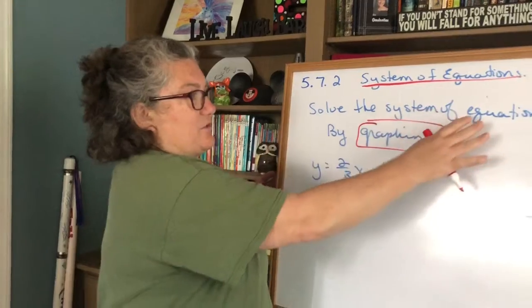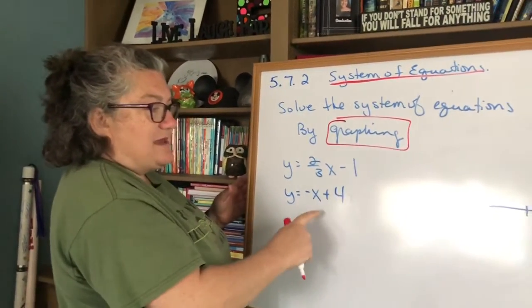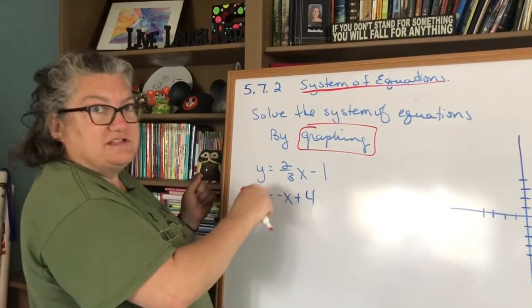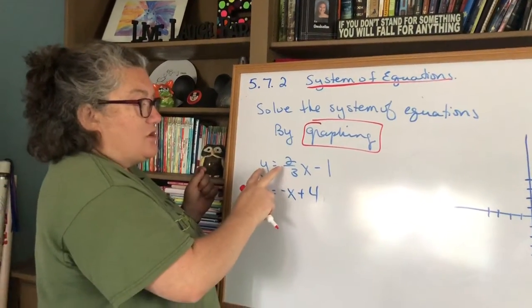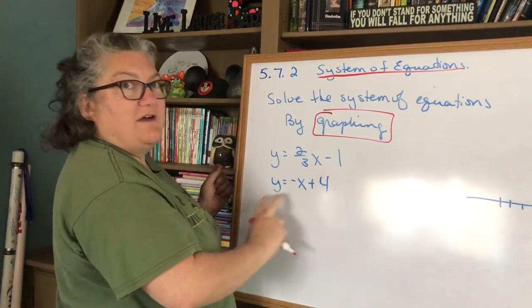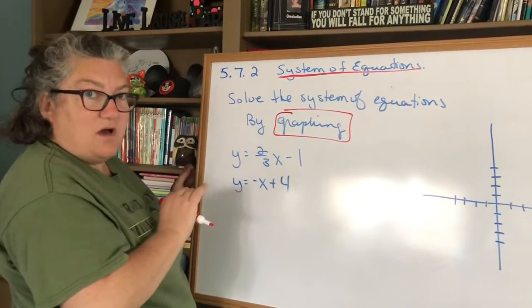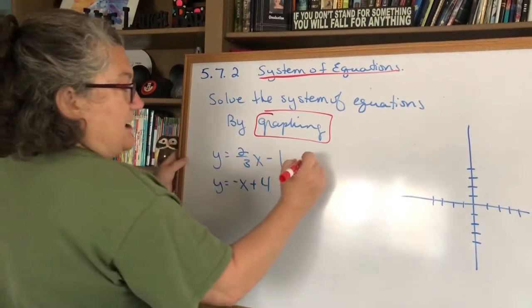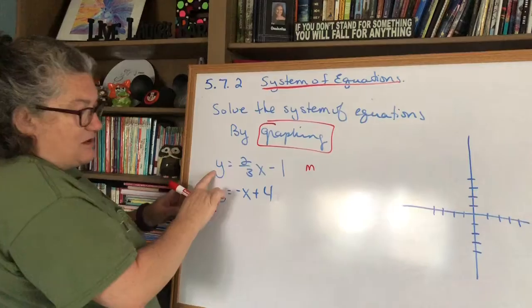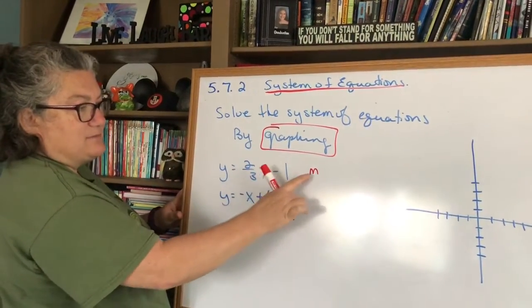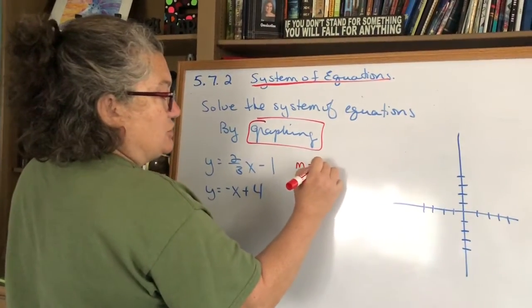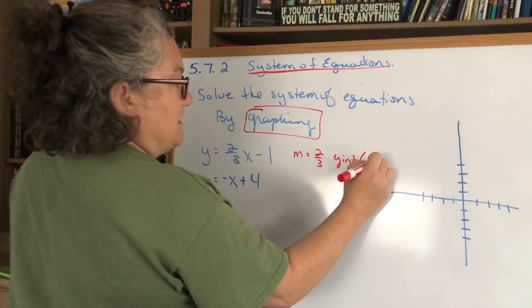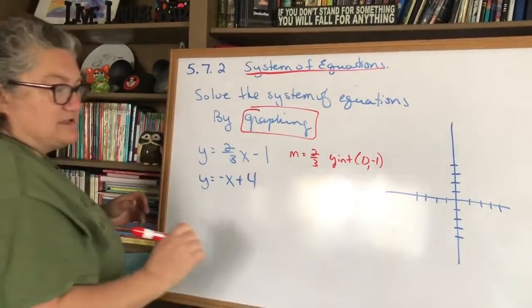Remember that a system of equations, to have a solution, means this is what these two lines have in common. So I'm going to graph this first one, and then I'm going to graph the second one, and the point they have in common is what will be considered the solution. So let's take this first one here. It's already in y equals mx plus b. Our slope is 2 over 3, and our y-intercept is at (0, -1). Remember, y-intercept is an ordered pair.